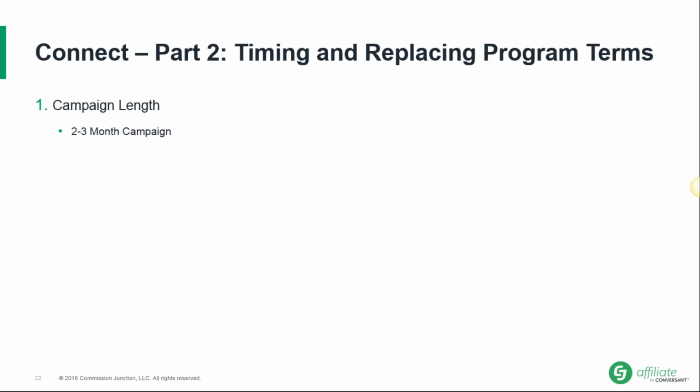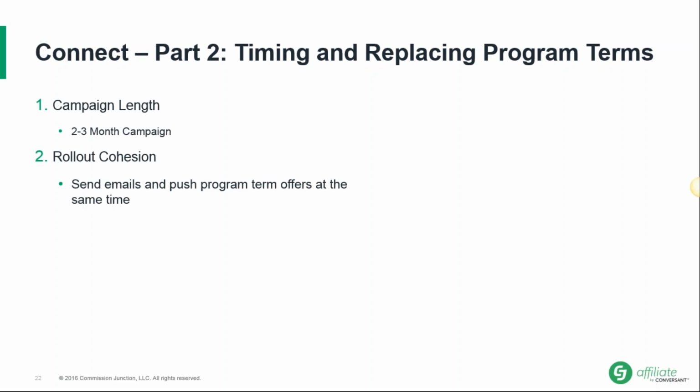This is long enough that your publishers really have time to ramp up their performance and get you slotted into their key placements and methods, and also is short enough there's urgency to get moving quickly to earn those incentives. I also recommend sending out your emails and pushing out your program term offers at the same time, so your publishers have all the information they need in one helpful package.